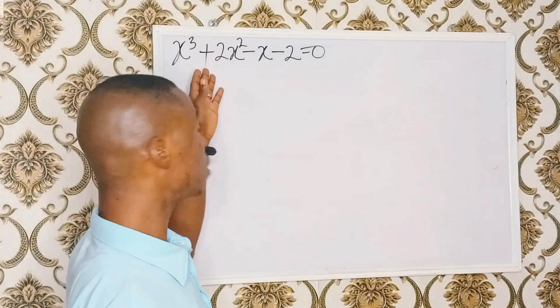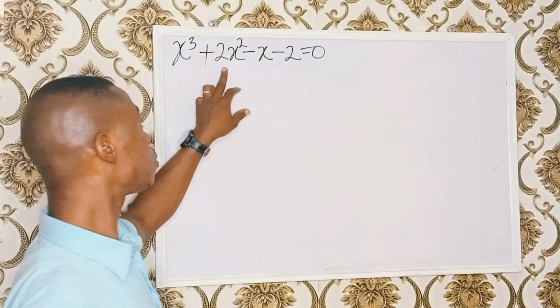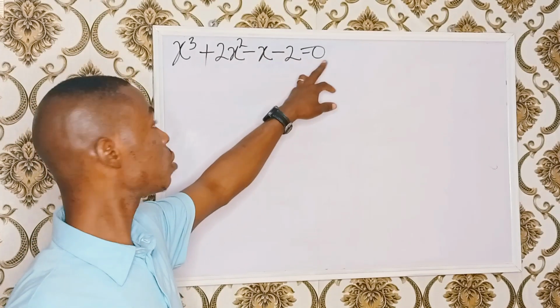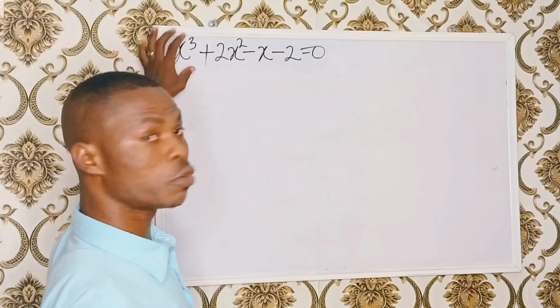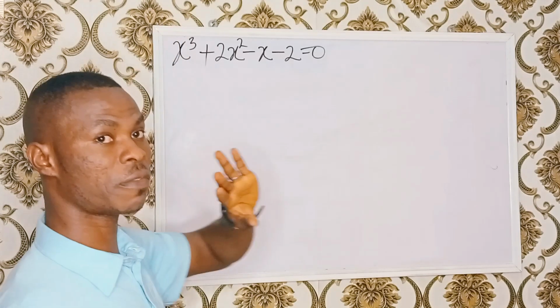We're going to solve this cubic equation: x raised to power 3 plus 2x squared minus x minus 2 equals 0. This is a polynomial with power of 3, and so we're going to have 3 factors.